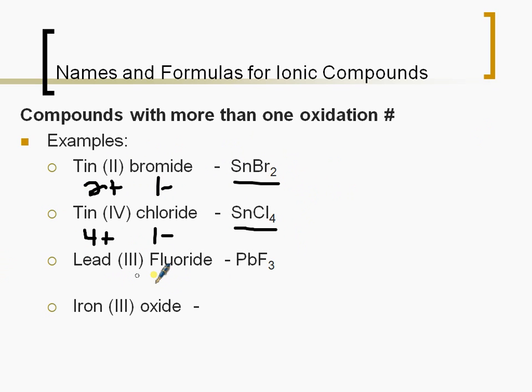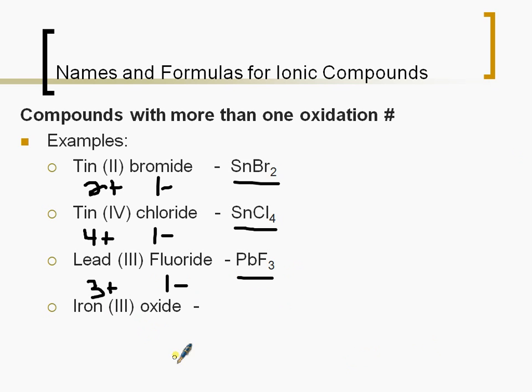We have lead 3 fluoride, so I know that lead is Pb. It's got a 3 plus charge. Fluorine is a minus 1 charge. So I need 3 fluorines to balance out that 1 lead, PbF3. So that's correct.